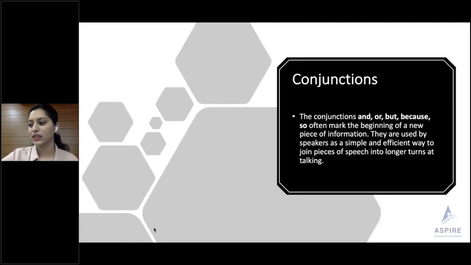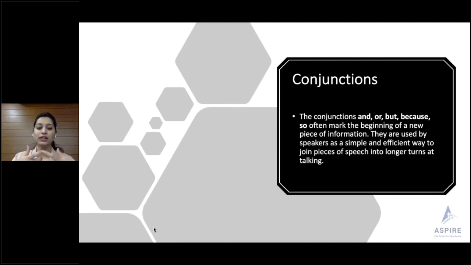All right. So conjunctions: and, or, but, because. Basically the connecting words between two sentences often mark the beginning of a new piece of information. They are used by speakers as a simple and efficient way to join pieces of speech into longer turns at talking. Let me explain it in a little more detail.